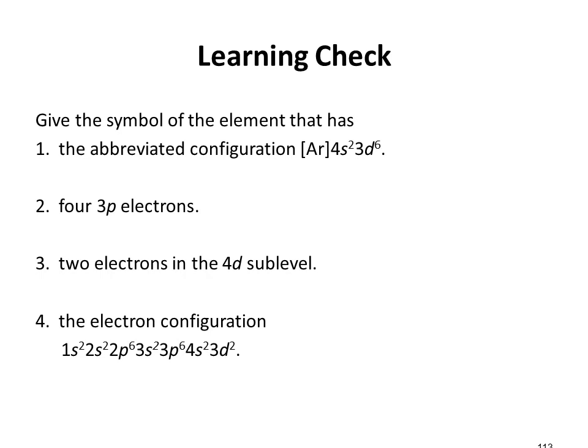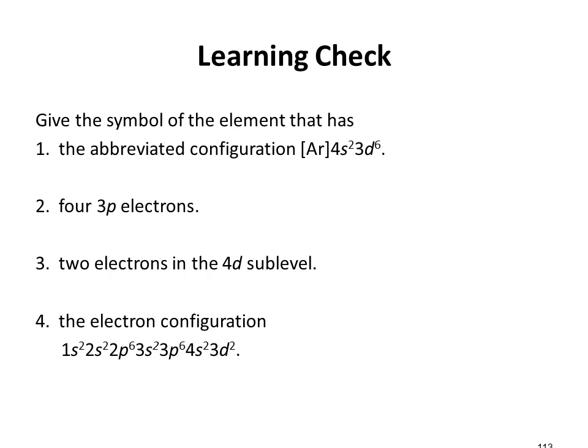Here it's asking us to find the symbol for these elements that have these particular characteristics. So the abbreviated configuration is argon 4s2 3d6. So we would have to go to argon, and then we fill up our 4s2, so we're up to calcium, and then go 6 over in the d block. And so that would bring us to iron, Fe.